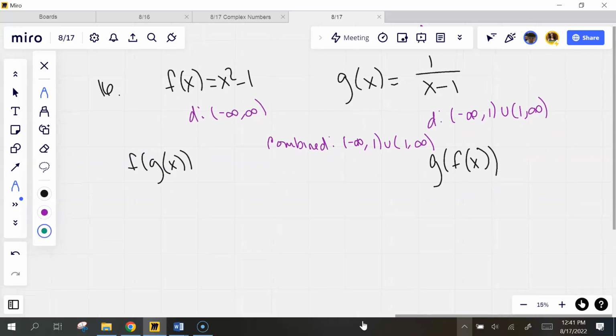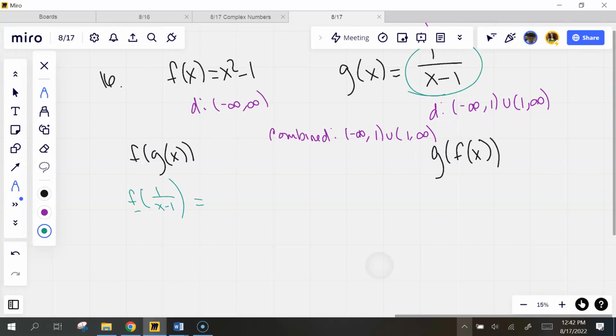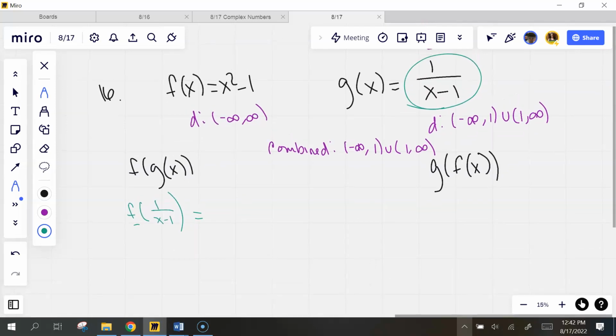f of g of x. Let's go back to algebra 2. f of this is what I'm putting in for every x in f. Right? Okay? So f is x squared minus 1, right? Instead of x, it's going to be 1 over x minus 1 squared. So 1 over x minus 1 squared minus 1.